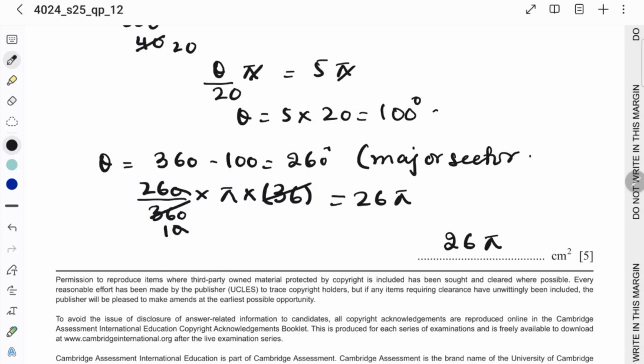So this is the last question of this paper 1, 2025 May June 4024. Alright, so that's the end of paper 1 variant 1 of May June 2025.